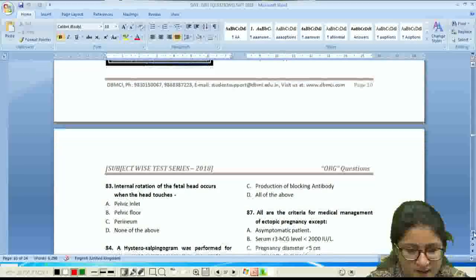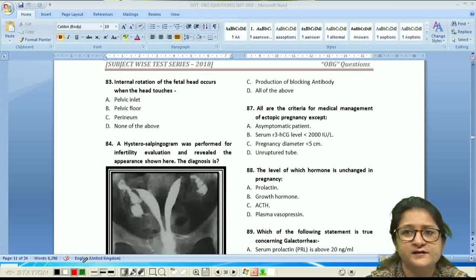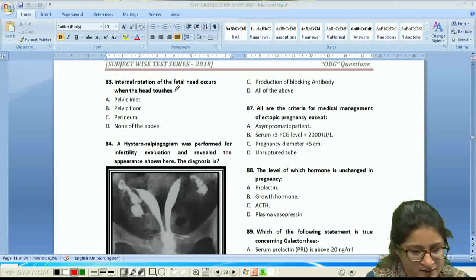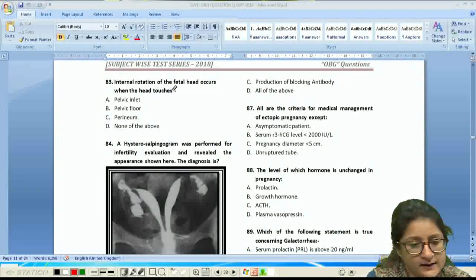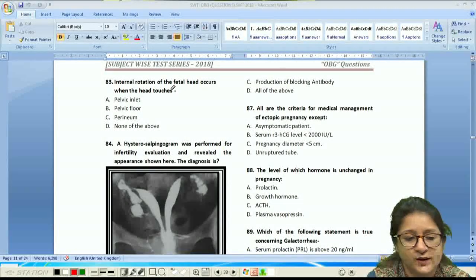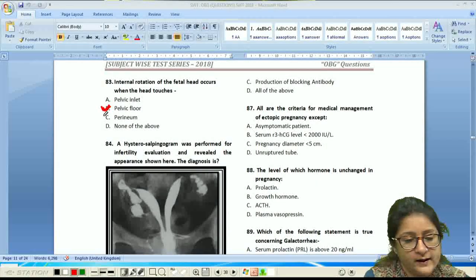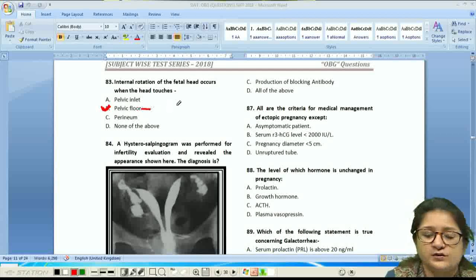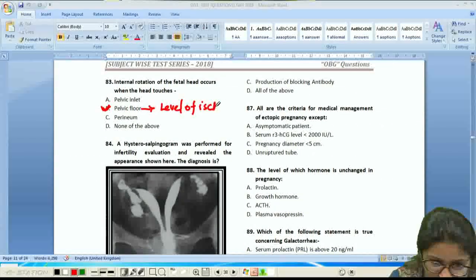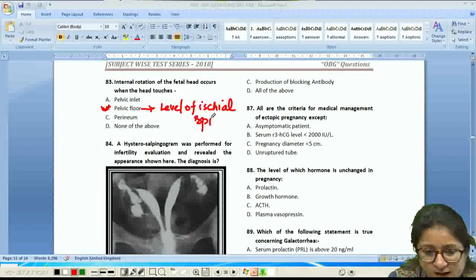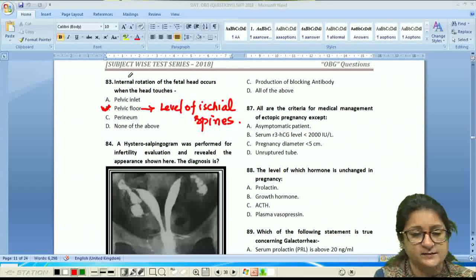Question number 83. Labor I have discussed in one of these sessions with you in much detail, so I will just go through this question in brief. Internal rotation of the fetal head occurs when the head touches the pelvic floor. Pelvic floor corresponds to the level of the ischial spines. And it is at this level that the internal rotation of the fetal head takes place.